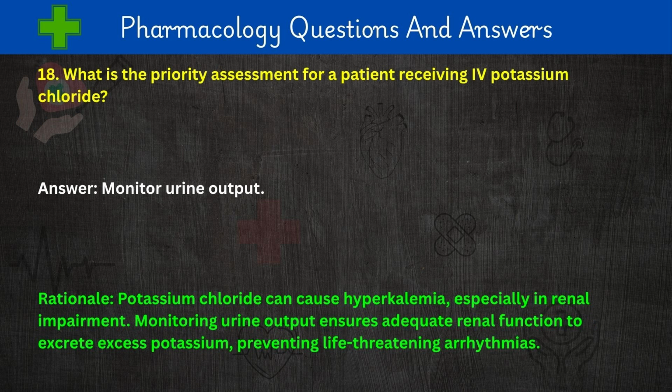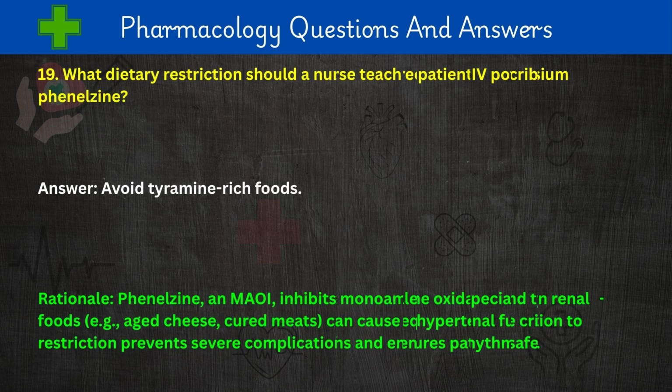18. What is the priority assessment for a patient receiving potassium chloride? Answer: monitor urine output. Rationale: potassium chloride can cause hyperkalemia, especially in renal impairment. Monitoring urine output ensures adequate renal function to excrete excess potassium, preventing life-threatening arrhythmias.